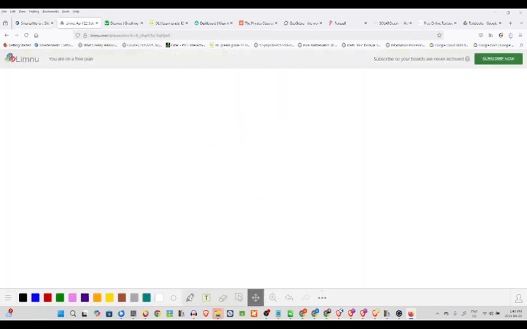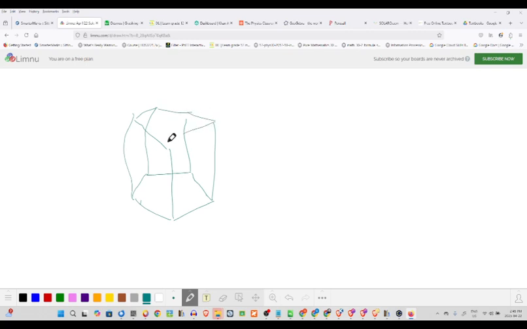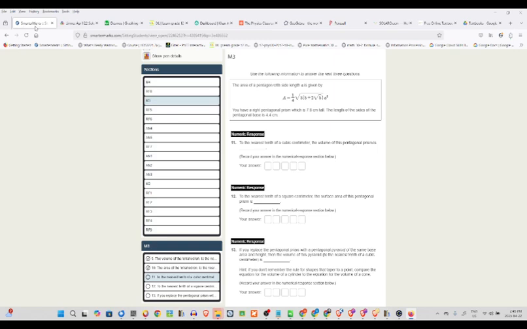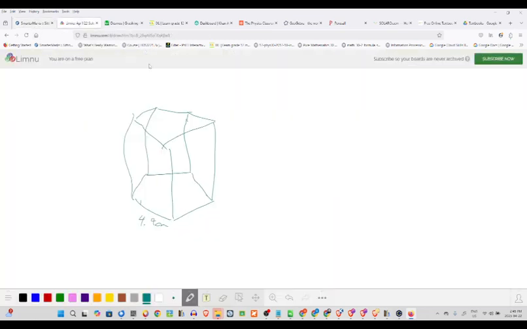So what we have, our base is a pentagon, and then the prism comes straight up from there. Pretend these lines are actually straight. So each of these is 4.4 centimeters. And then the height is 7.8.